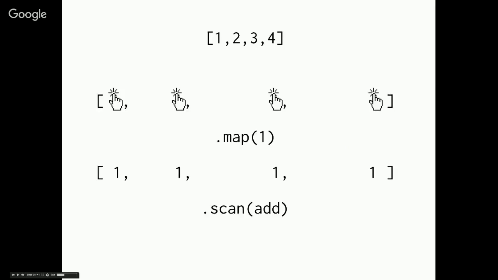Now, if we use this other higher order function called scan, which is very much like reduce, so we're passing in add, but what it does is it evaluates each time an event fires to produce a new number. We then get something like our original array, 1, 2, 3, 4. So this is kind of the key insight behind RX.